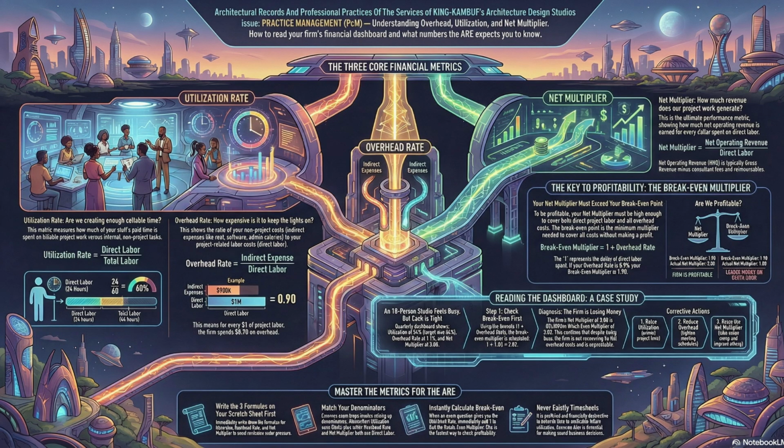Okay, step 2. Calculate the break-even multiplier. We just add 1 to the overhead rate. So 1 plus 0.83 equals 1.83. This is the absolute minimum recovery rate they need. Any project that doesn't yield at least 1.83 is structurally non-profitable for them.